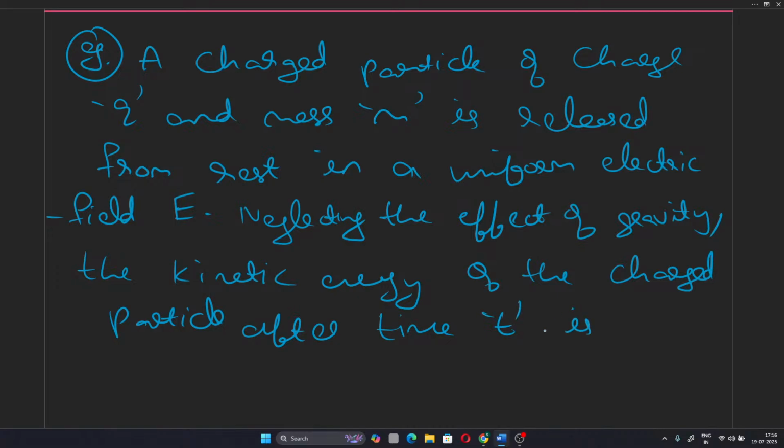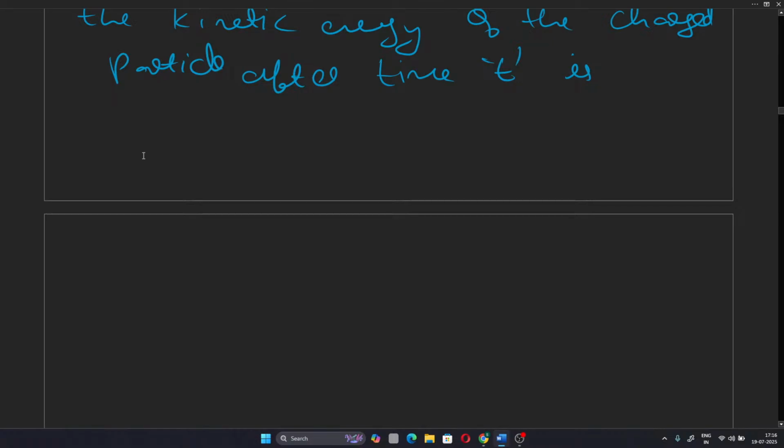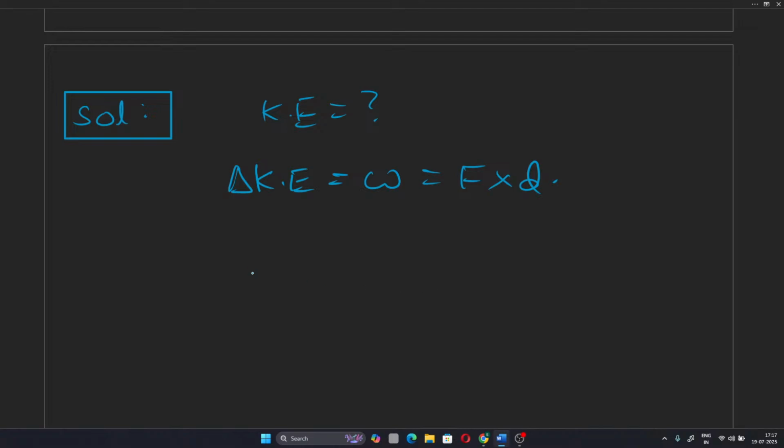They're asking: a charged particle of charge q and mass m is released from rest into a uniform electric field, neglecting the effect of gravity, the kinetic energy of the charged particle after time t is. Okay, solution. They're asking kinetic energy. Maybe you should use the force formula. Change in kinetic energy equals work done, so equals force into displacement, where force equals QE.